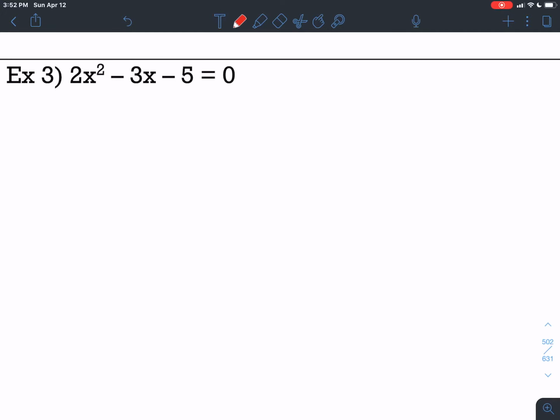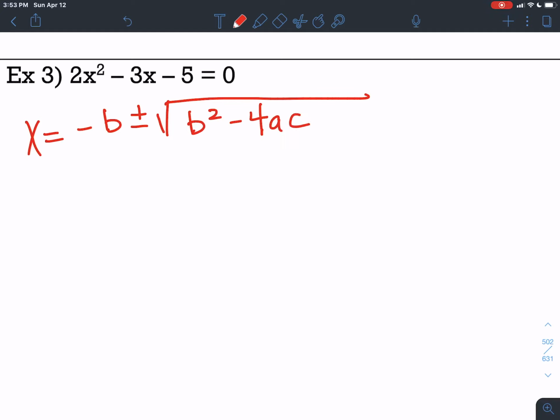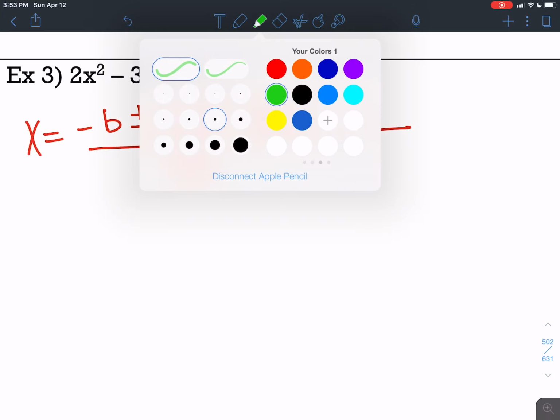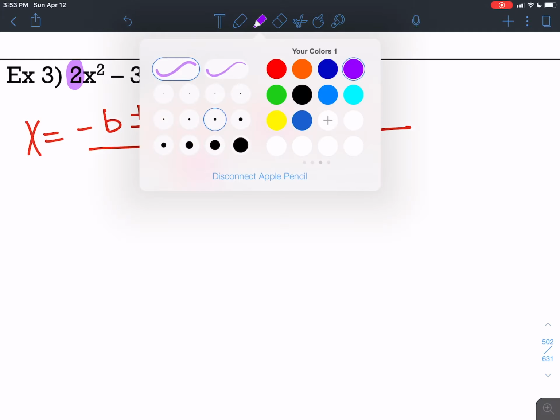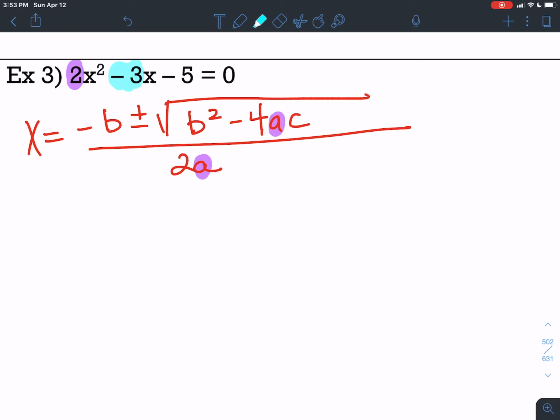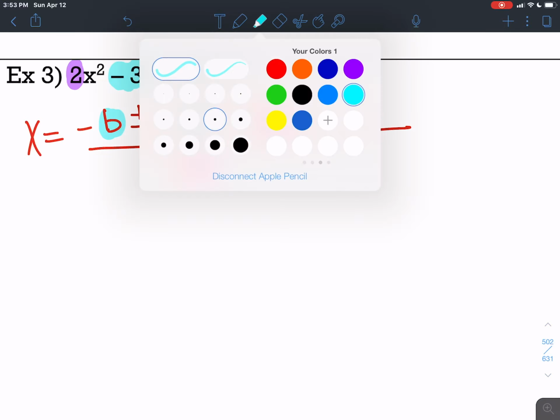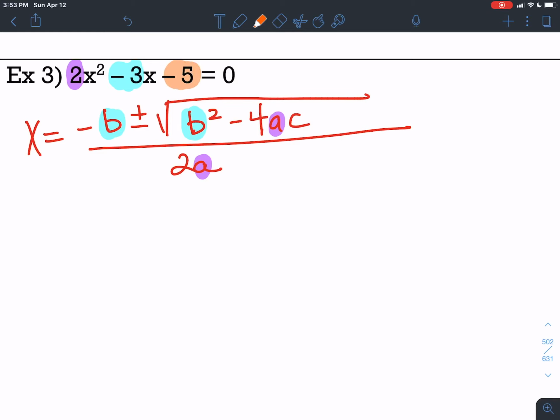Okay. So first thing, I'm going to write out my equation. X equals negative b plus or minus the square root of b squared minus 4ac, all divided by 2a. So first thing is I'm going to go through and identify who is who. This is a. This is b, remembering to include the negative. And this is c, also including the negative. Let's go ahead and plug those in.